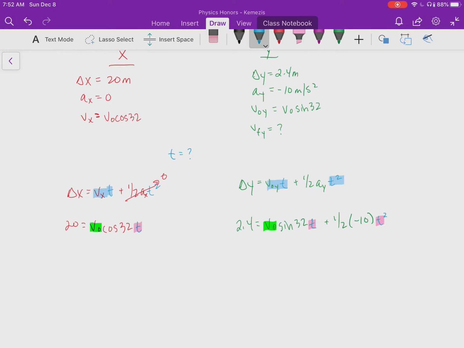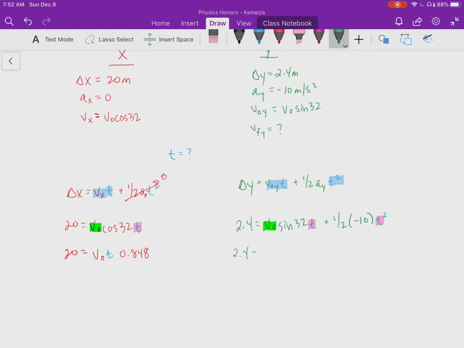You don't always have to isolate one variable and then plug in. If you have common multiple variables, so if we look at this equation, 20 is equal to, since v naught is a variable and t is a variable, I'm going to keep the variables together, but I can get a number for the cosine, 0.848. Can't actually read my own handwriting over there, but I think that's a 4. So we have these two variables together.